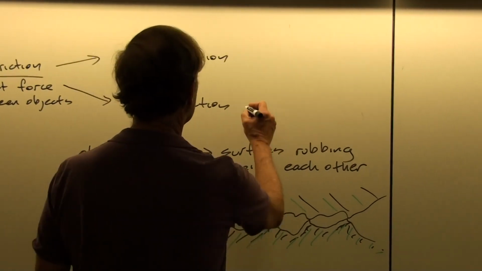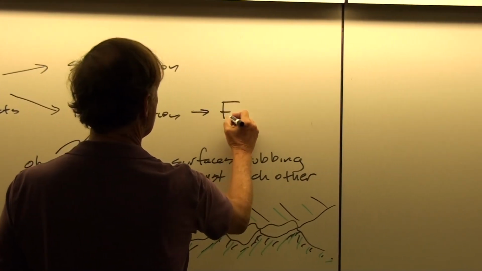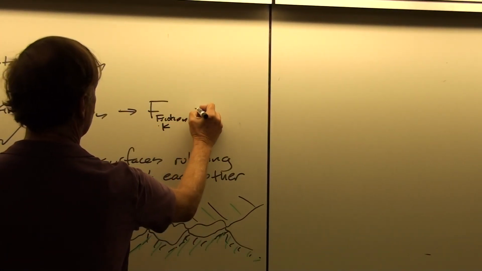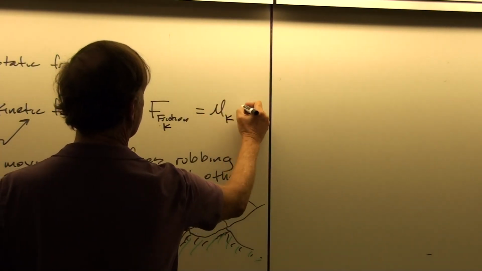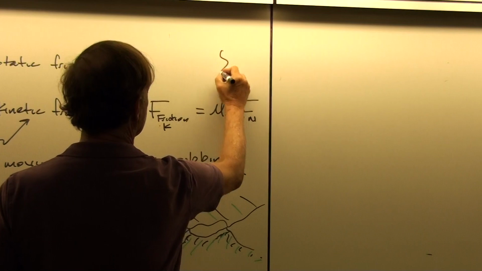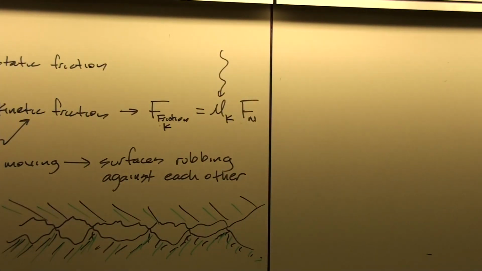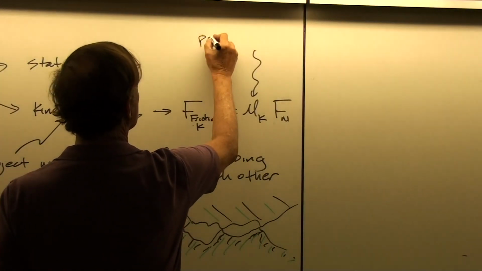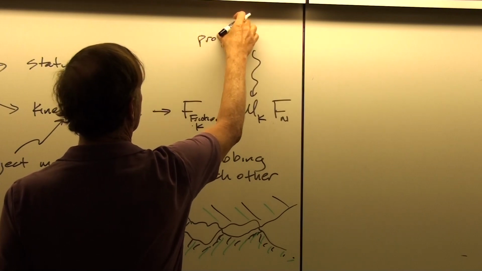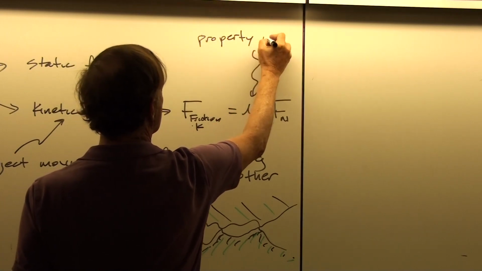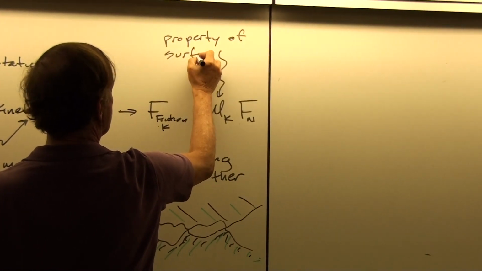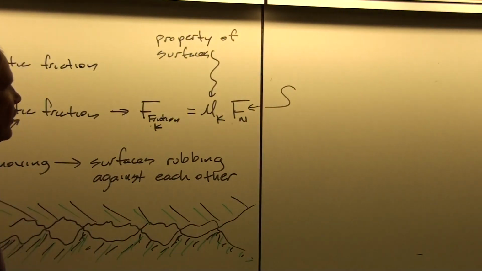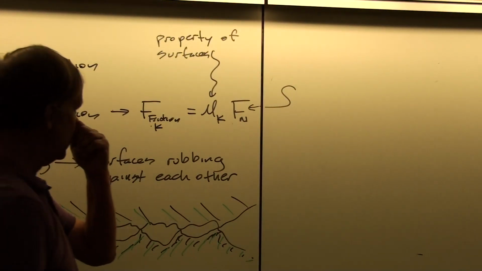And so we can write then the kinetic friction is equal to what we call the coefficient of kinetic friction times the normal force. So this coefficient of friction is associated with the roughness of the surfaces. And the normal force is simply the force with which the surfaces are being pressed together.